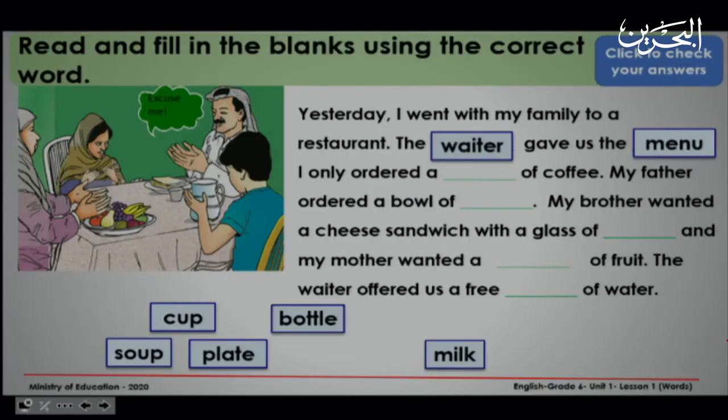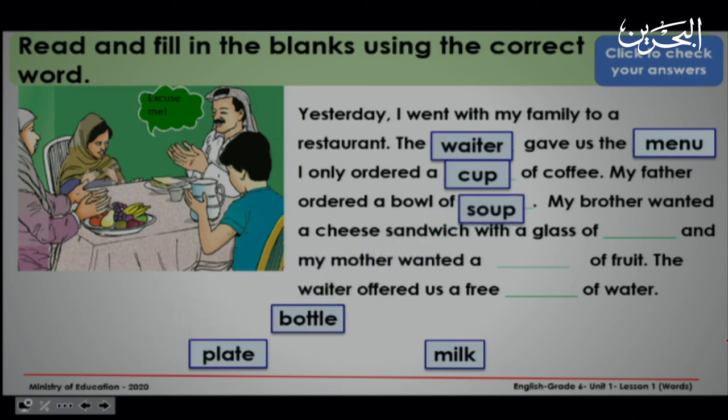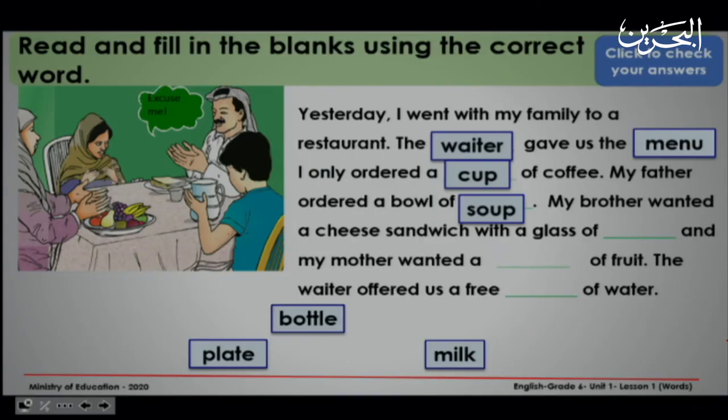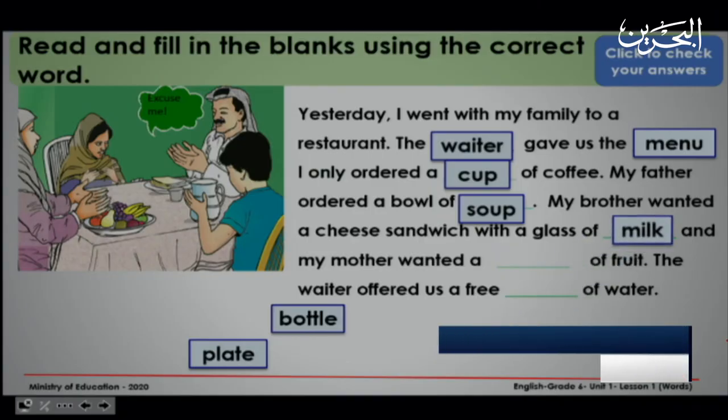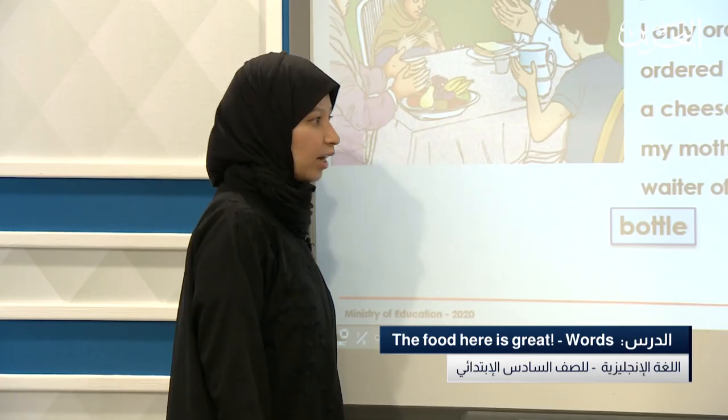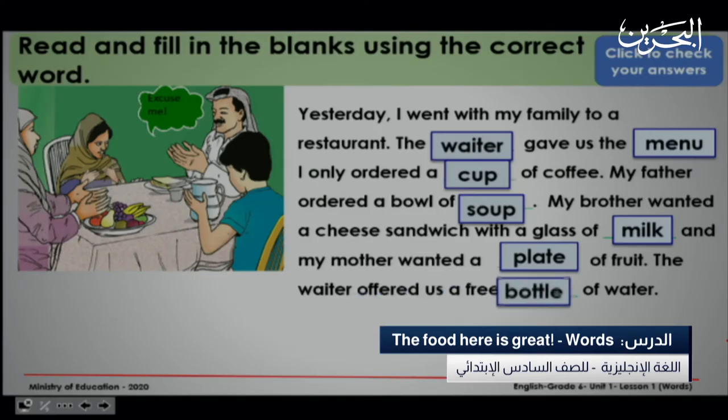I only ordered a, what do we use for the coffee and tea? Remember, we use a cup of coffee. My father ordered a bowl of soup. My brother wanted a cheese sandwich with a glass of plate or milk or bottle. What do we use? A glass of milk. And my mother wanted a plate of fruit. The waiter offered us a free bottle of water.